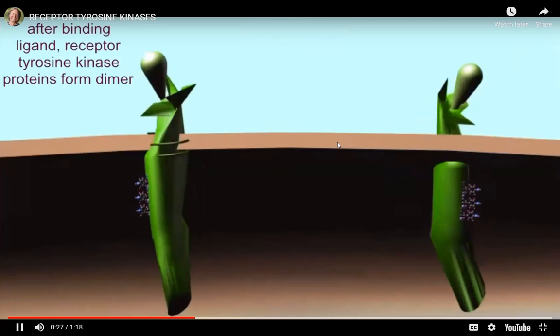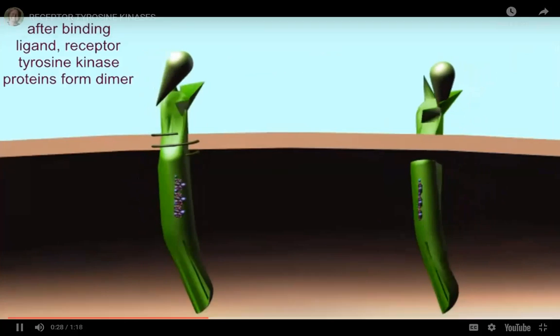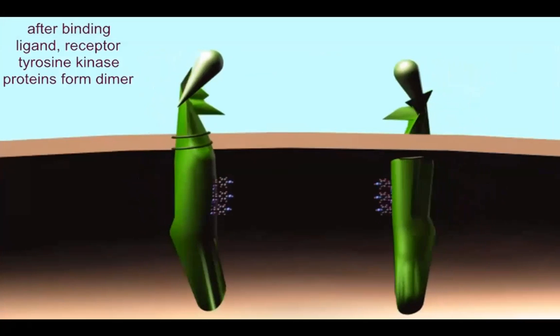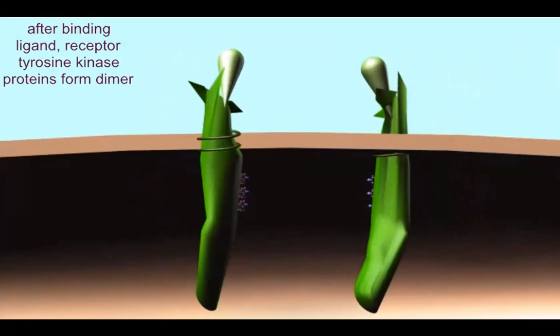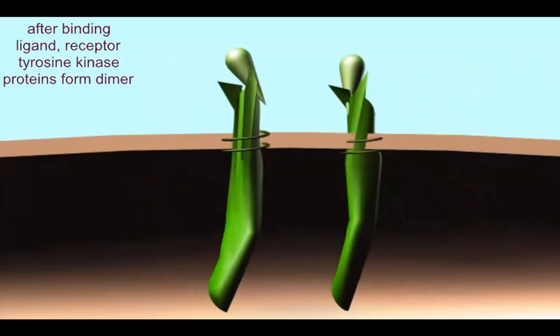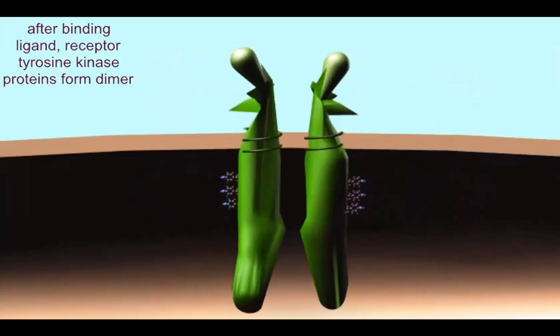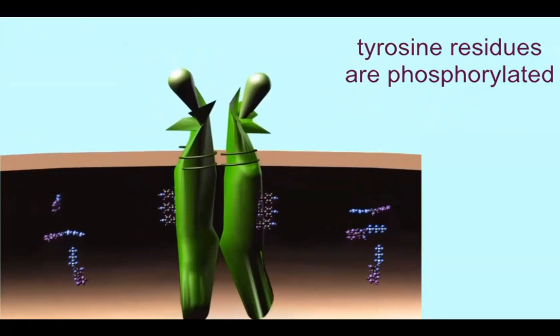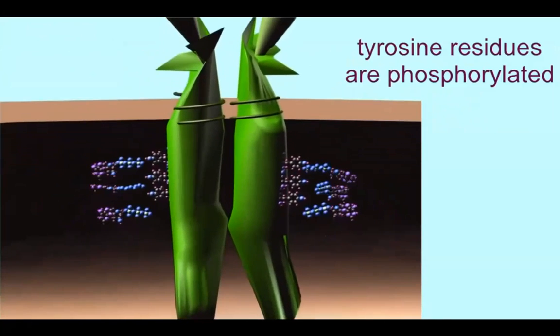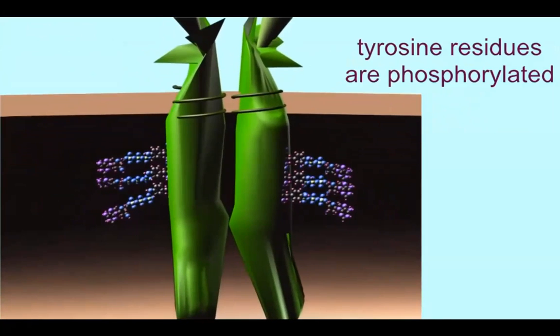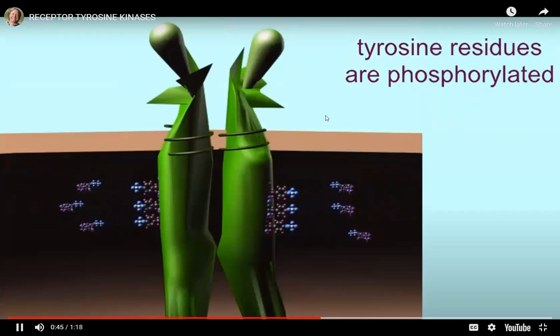Receptor tyrosine kinases, which have bound their ligands, can then associate with others in what are known as dimers, where two separate subunits join. This then allows them to be phosphorylated as multiple ATP molecules donate phosphate groups to the tyrosine amino acids on these receptor kinases.